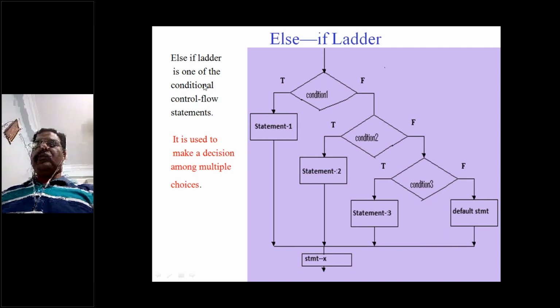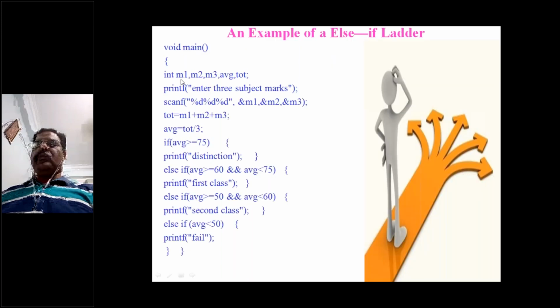Okay, so let us see now the else if ladder. That is the else if ladder, where we can see m1, m2, and m3, the average and total that I am going to be finding. Total is equal to m1 plus m2 plus m3. Okay, average is equal to total by 3.